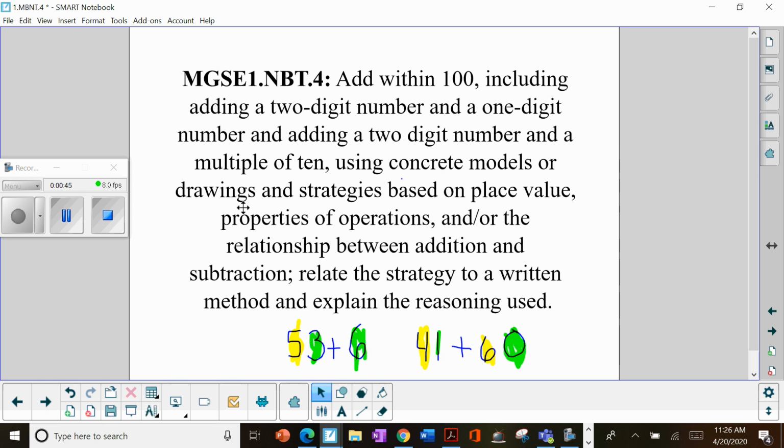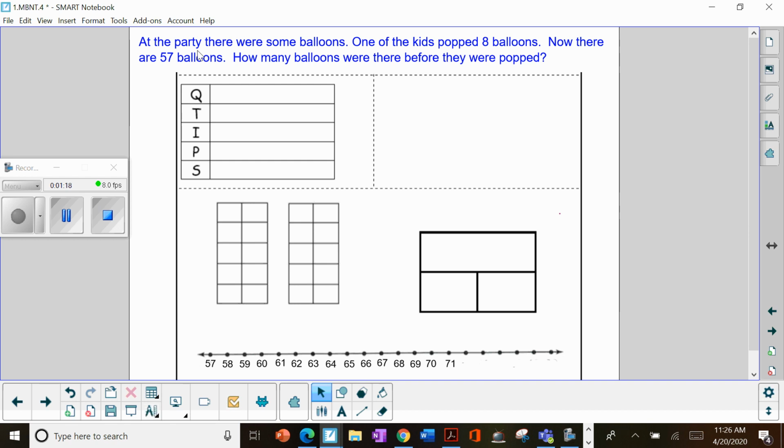So knowing what are my tens and what are my ones. Properties of operation, and or the relationship between addition and subtraction. Relate the strategy to a written method and explain the reasoning used. So you need to be able to write about it and then explain what you did to me with words. So let's look at our question.